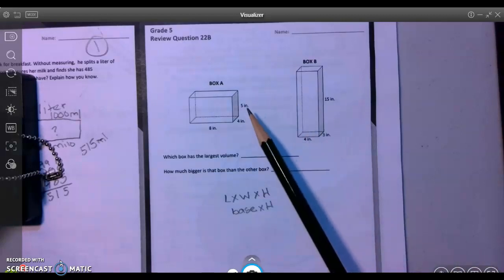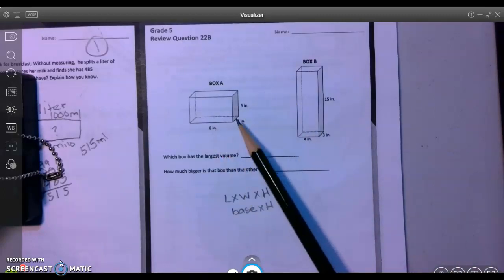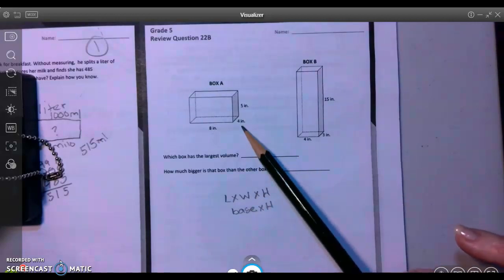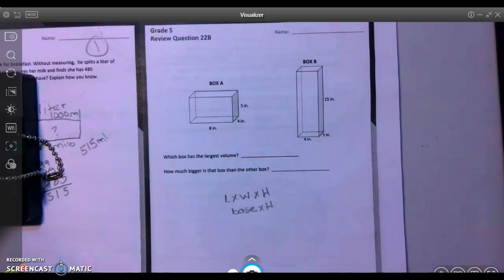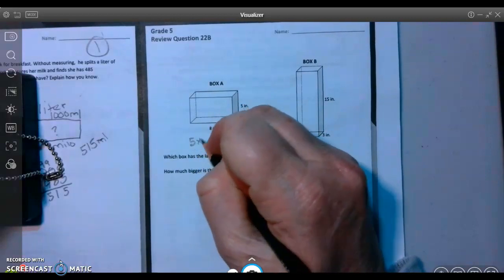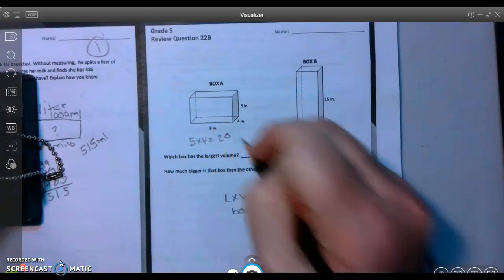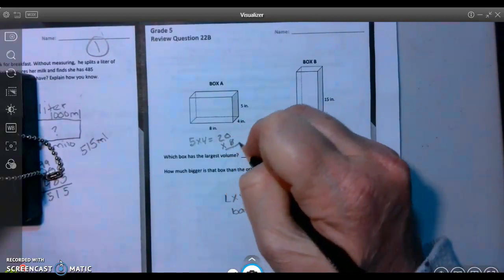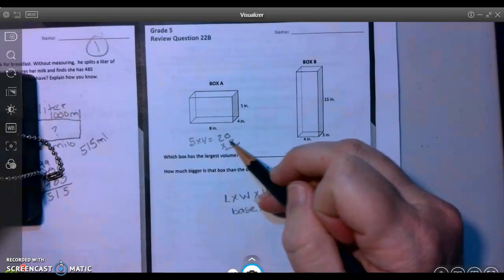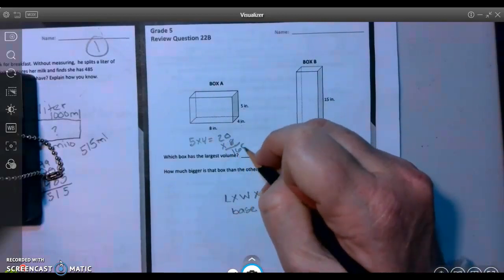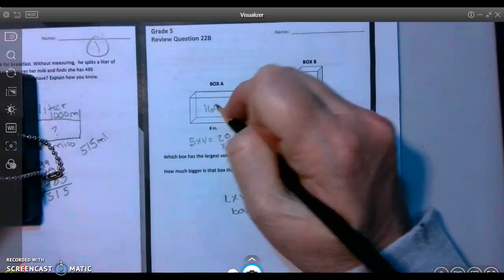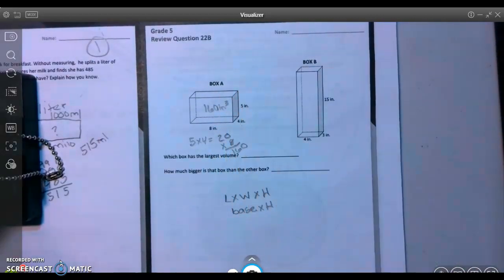So I'm going to start with box A, and I think about 8 times 4 is 32, and 32 times 5. I don't know how to do that in my head, but I do know 5 times 4 is 20, right? 5 times 4 equals 20. And then we could do 20 times 8, because 2 times 8 is 16, and then just add that 0. So this box is 160 inches cubed.